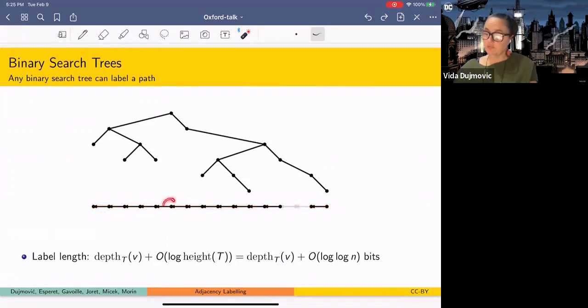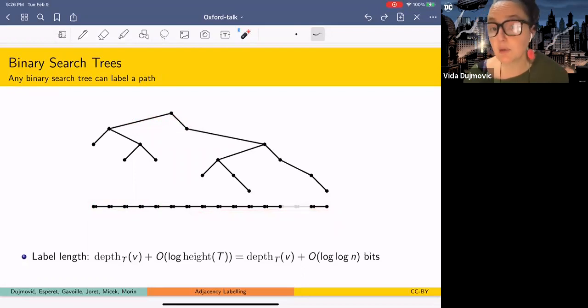So each node on a path corresponds to a node in a binary search tree. So what's a binary search tree? Let me remind you, this is 1, 2, 3, 4, 5, 6. Here the root is 6. Everybody to the left are the vertices in the path with a smaller numbering. You number the vertices on the path from 1 to n_i. And everybody to the right has a bigger label.